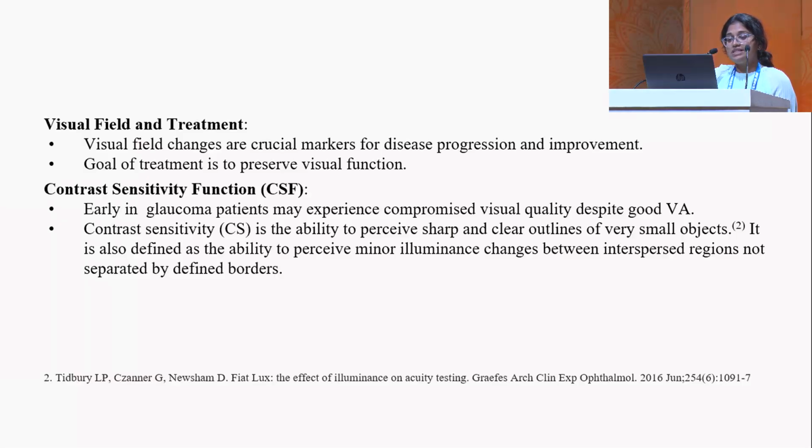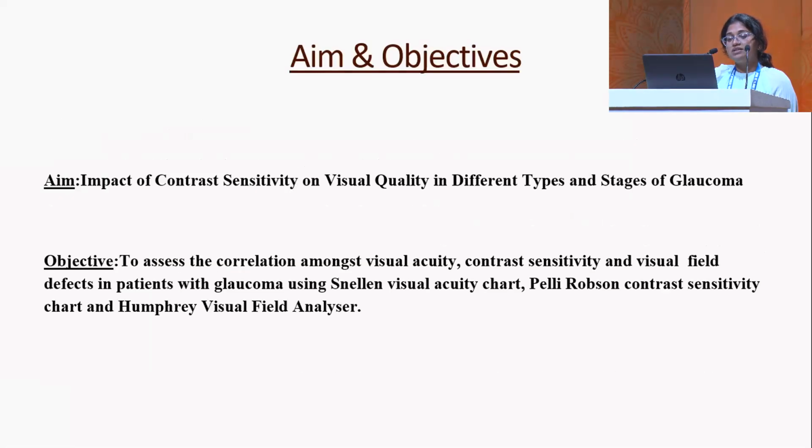Contrast sensitivity is the ability to perceive sharp and clear outlines of very small objects. It is also defined as the ability to perceive minor illuminance changes between the interspread regions not separated by defined borders. My aim is the impact of contrast sensitivity on visual quality in different types and stages of glaucoma. It is assessed using Snellen's visual acuity chart, Pelli-Robson contrast sensitivity chart, and Humphrey visual field analyzer.